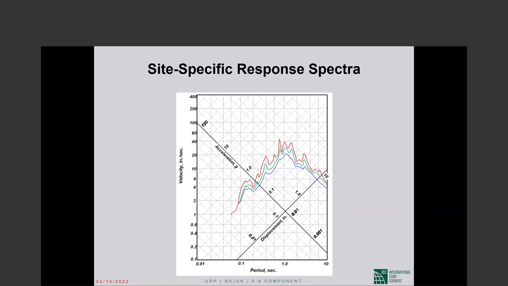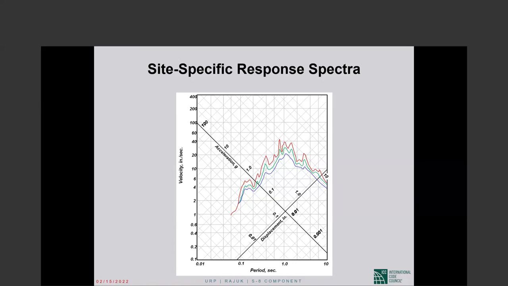The smart thing to do is to collect the spectra of many, many earthquakes that have happened in the region in the past, and then take an average. That takes us towards a design spectrum. We then will start going from a response spectrum to a design spectrum.